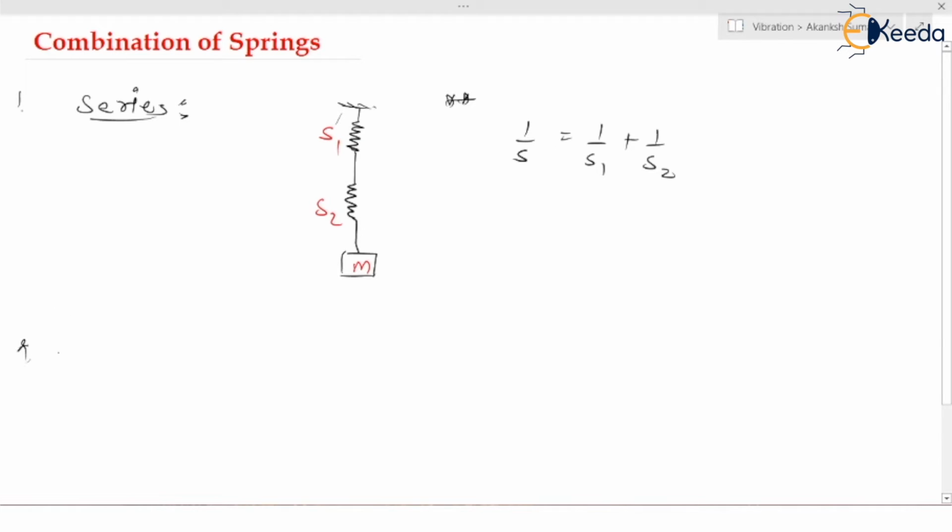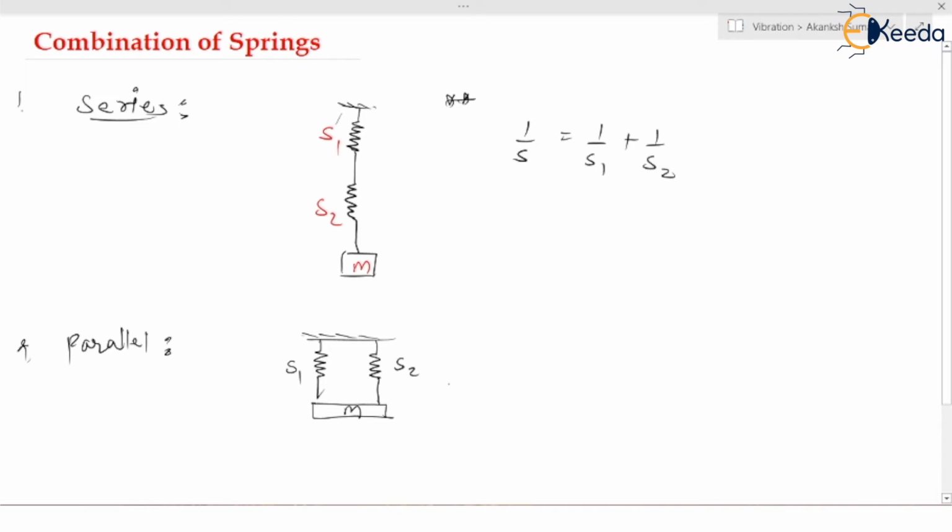Now in the second case, when the springs are in parallel, like that, this is the first spring having some stiffness, this is another spring having some stiffness, and both are attached to the same block which has mass M. The stiffness of the first spring is S1 and the stiffness of the second spring is S2.